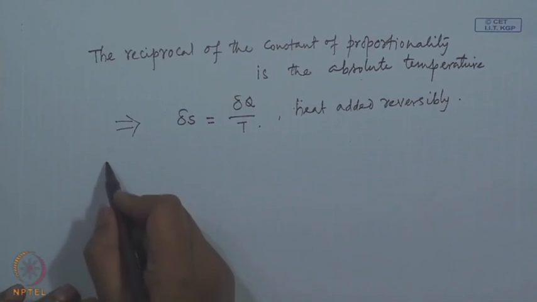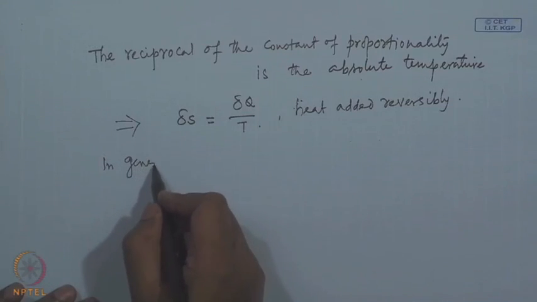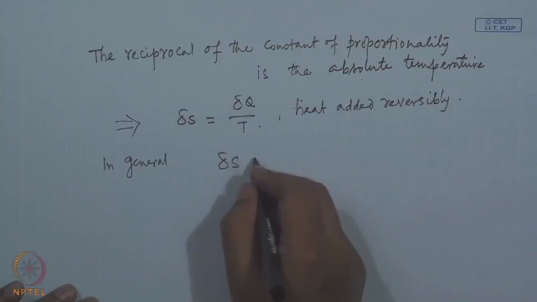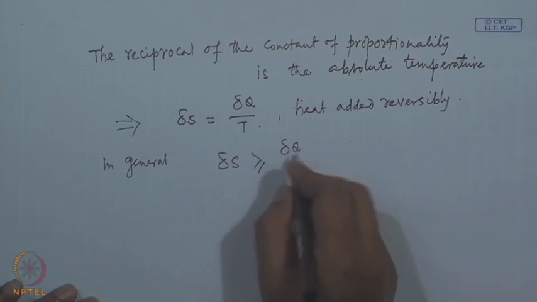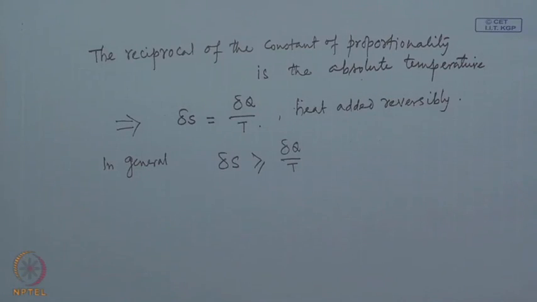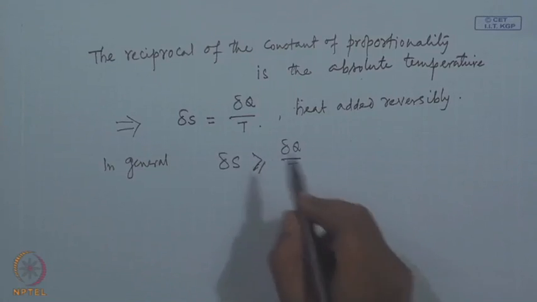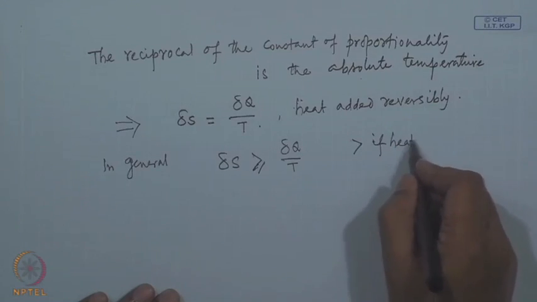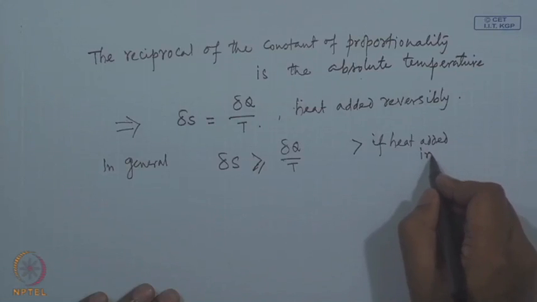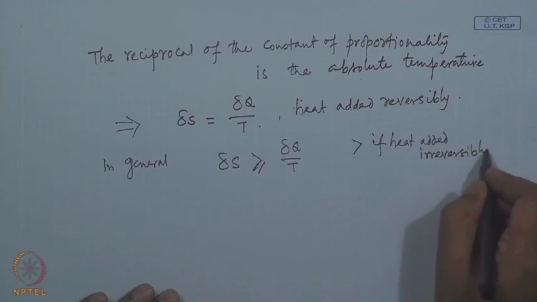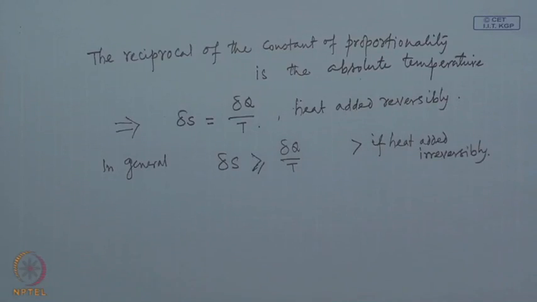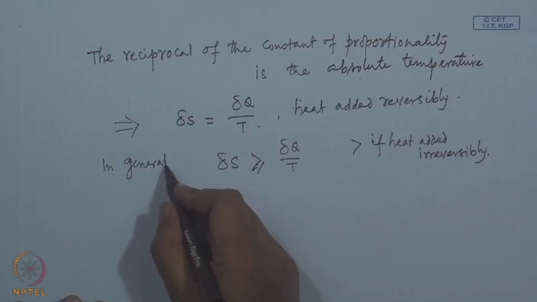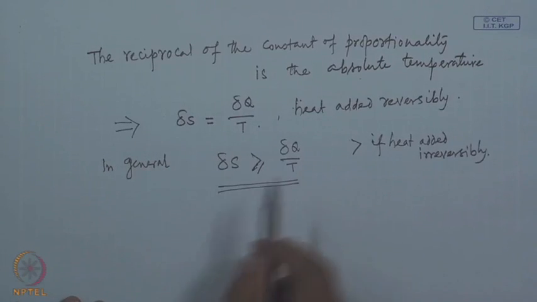And in general, the greater than sign implies heat added irreversibly, and equal to is for when heat is added reversibly. These are also possible to get from the Kelvin-Planck statement or Clausius statement.